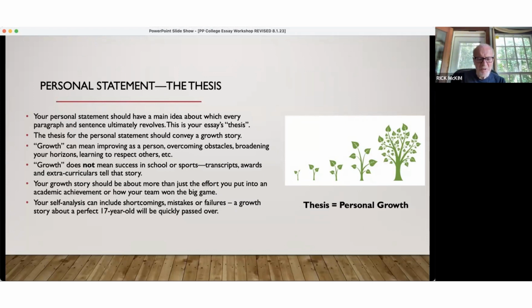You're in the middle of growth into adulthood right now, or perhaps towards the end of it. So there's a growth story there to tell, and your job is to find it and make it as interesting and compelling as you can.